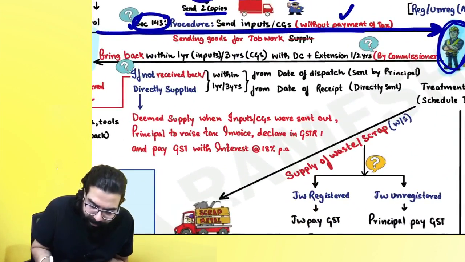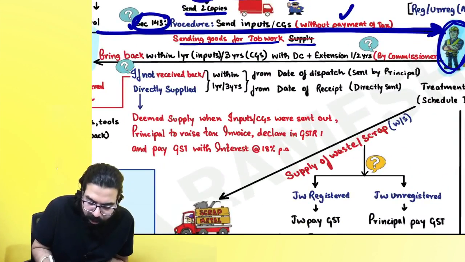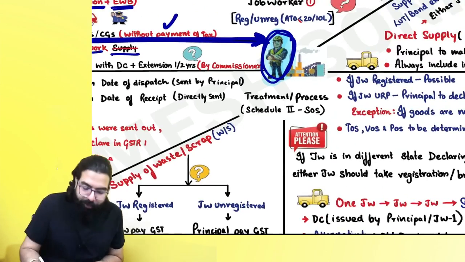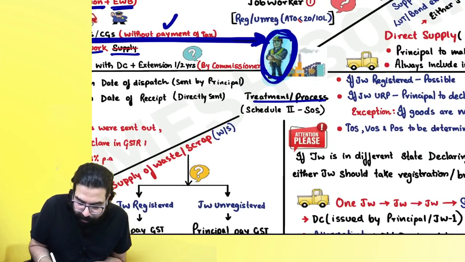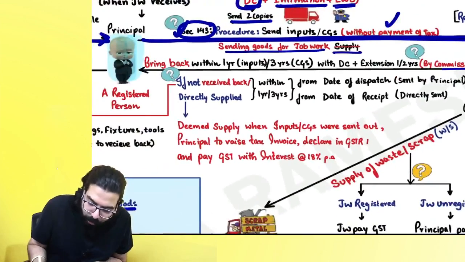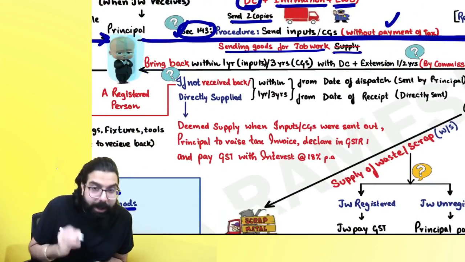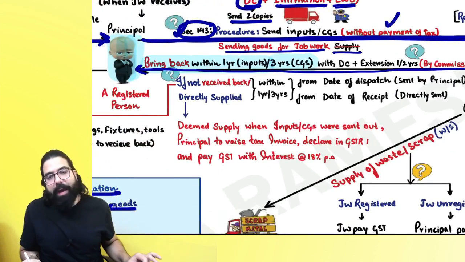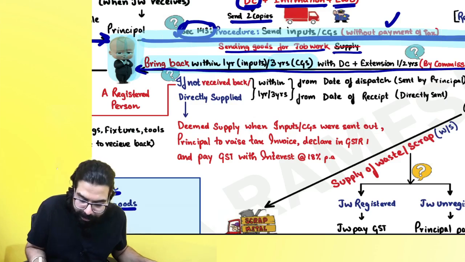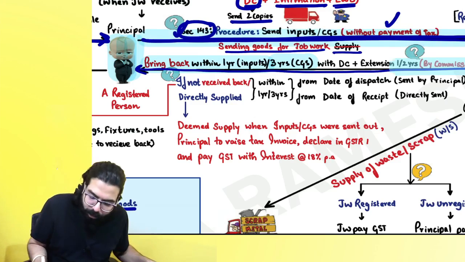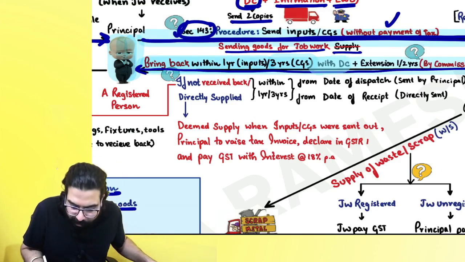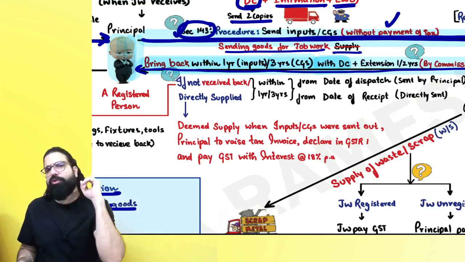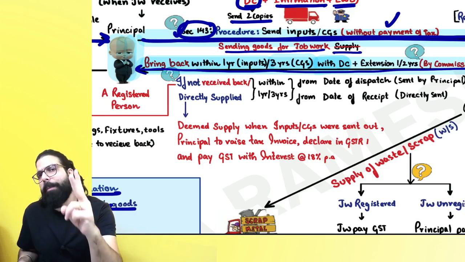Remember one thing, when you send the goods for job work, sending of goods is not a supply. He should do the treatment or process, and the goods should come back within 1 year. You have to bring the goods back within 1 year, or 3 years in case of capital goods. Sir, when you send it, you send it along with 2 delivery challans. When the goods come back, they will come back with 1 delivery challan. Inputs should come back within 1 year, capital goods within 3 years.